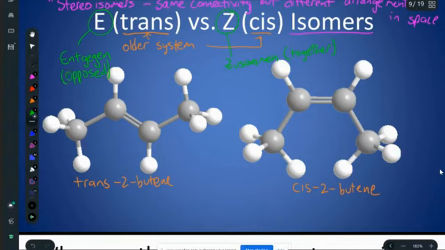So entgegen if they're opposed, zusammen if they're together. So under that system, the official name for this on the left would be called E-2-butene. And the official name for the one on the right would be called Z-2-butene. And the convention is to put the E or the Z in parentheses out in front of the name.